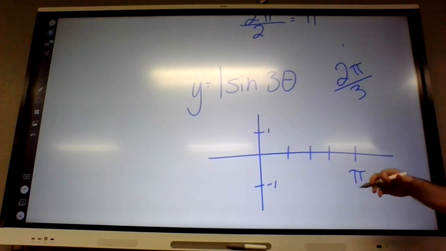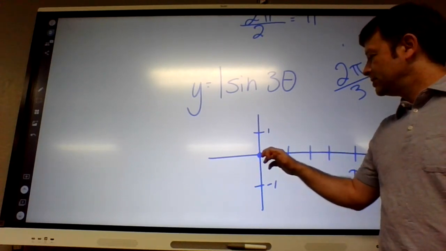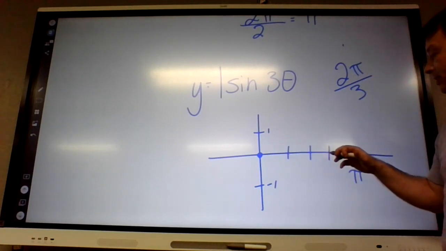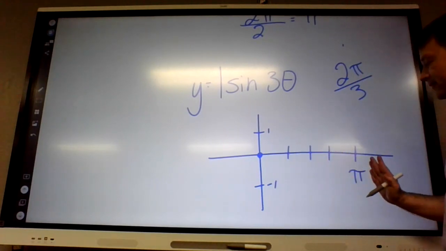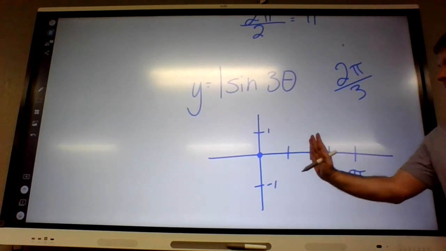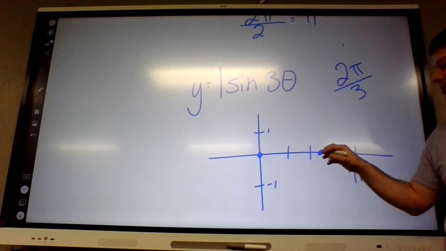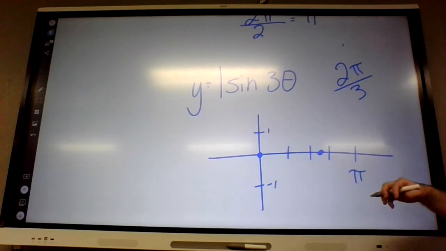So that means if it's sine, remember sine starts in the middle going up. So where is it going to be back to the middle going up again? Well, at 2/3 pi. If this is pi, where would 2/3 be? Between 1/2 and 3/4. 2/3 is like 67%. It's a pretty rough guesstimate, but that's where it would be.